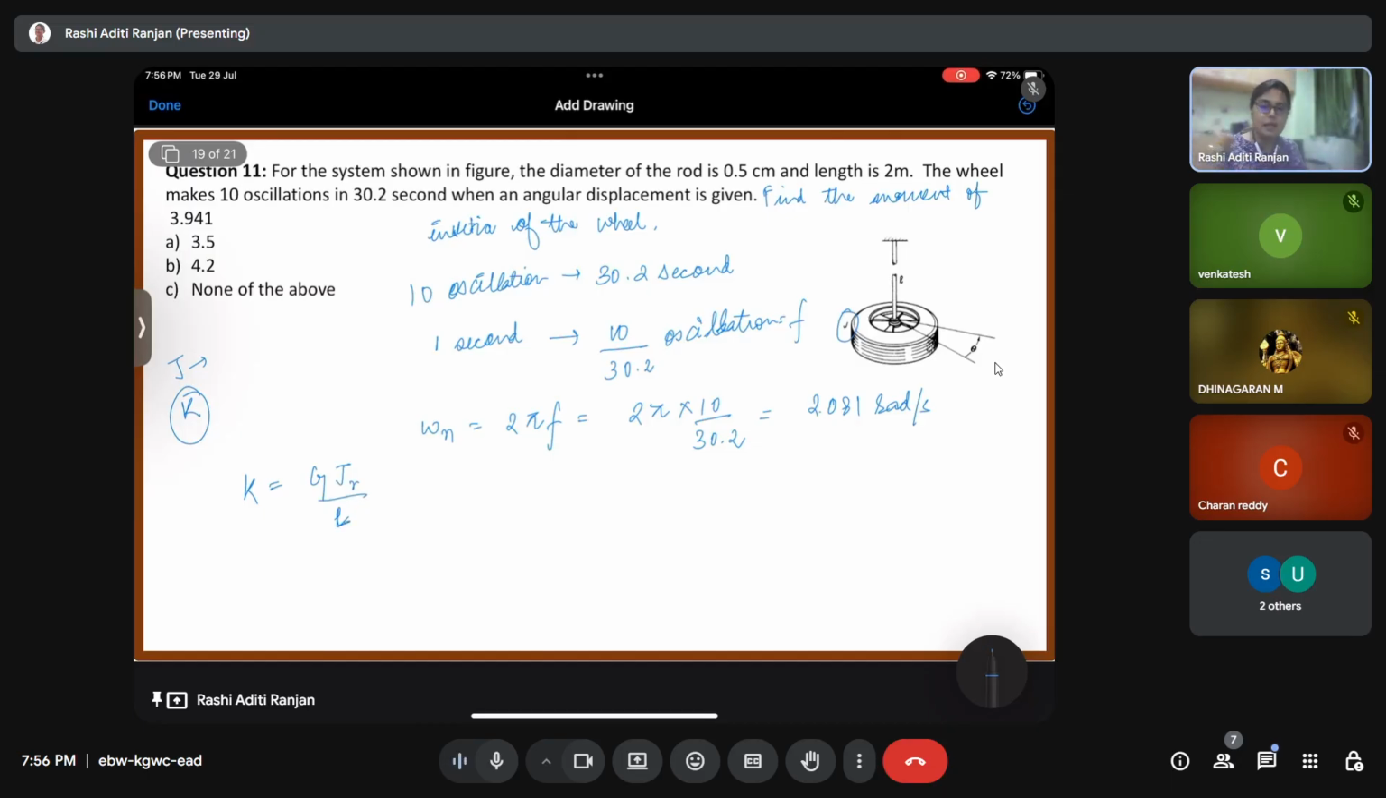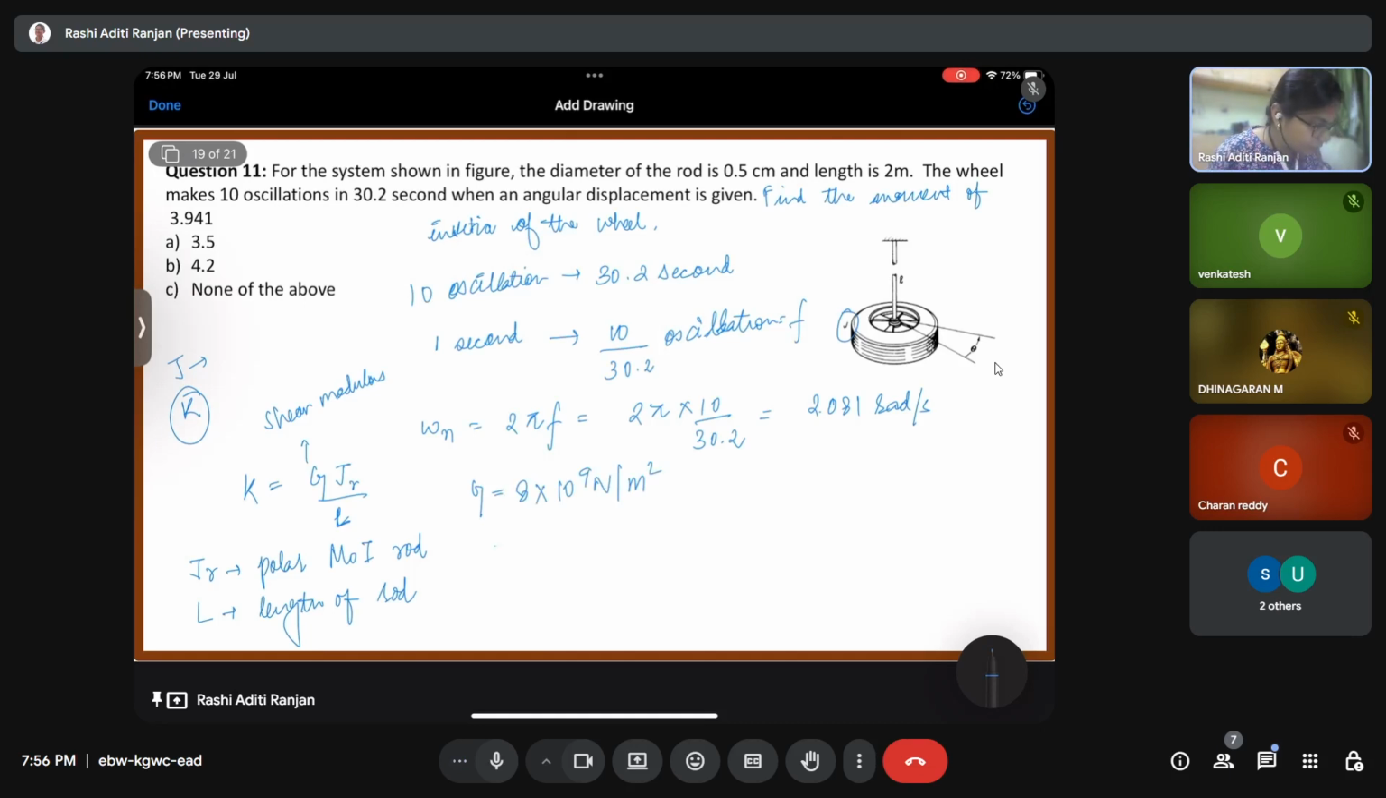G, J by L, where G is the shear modulus, Jr is the polar moment of inertia of the rod, L is the length of the rod. All these values are given or I'll have to evaluate them. I think I've not written it in the question. Just take G as 8 × 10^9 Newton per meter square.